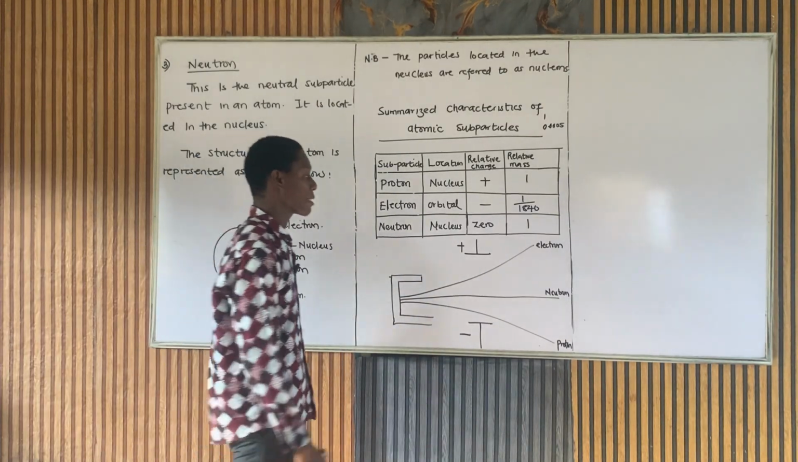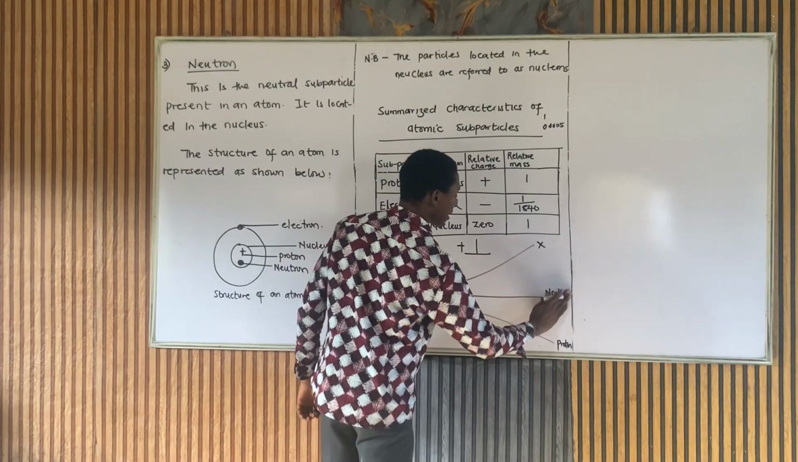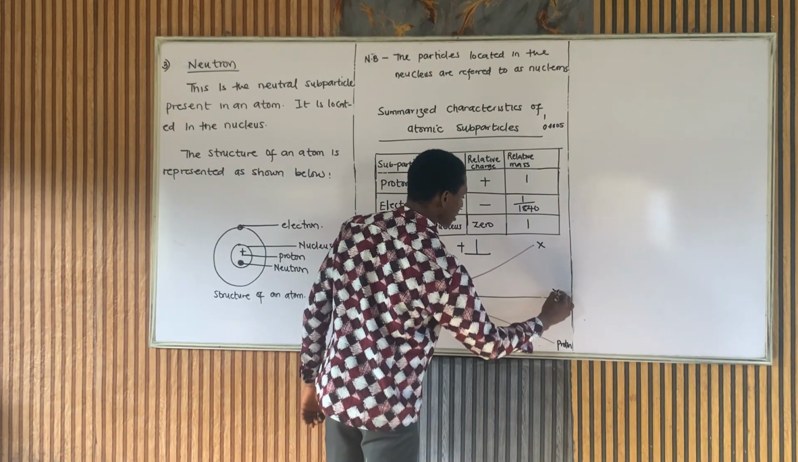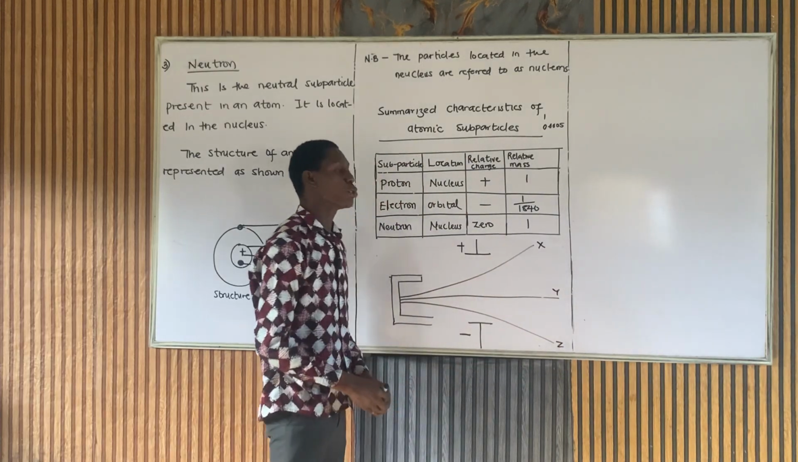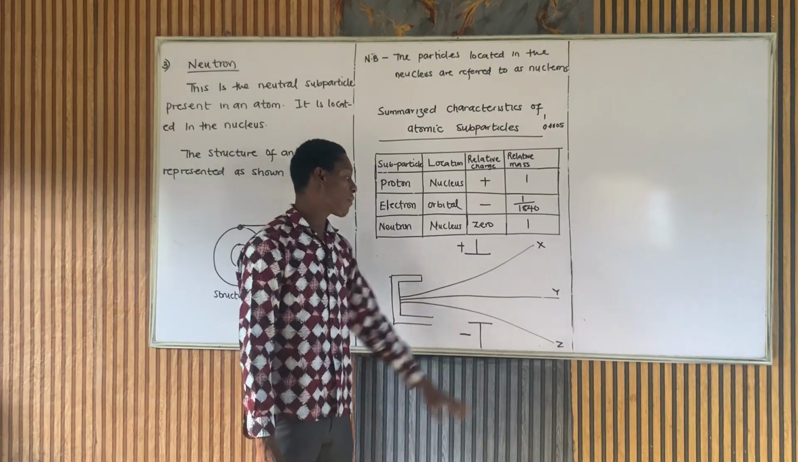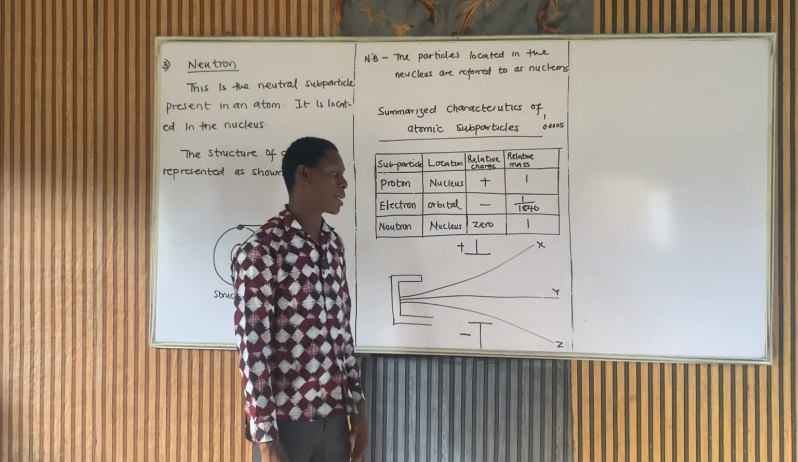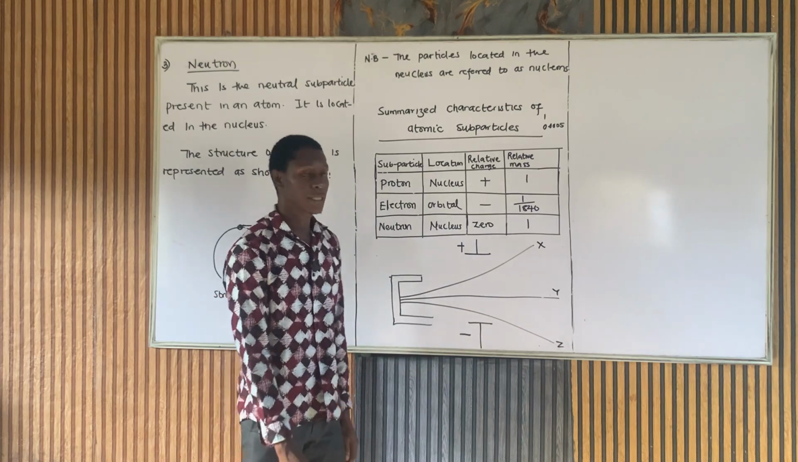I can give you this in an exam and clean up this and call this X, for instance, and make this Y, and make this Z. And then ask you, what particle is X? You should know that, for the fact that this is attracted towards the positive plate, this should be the electron. For the fact that Y is not deflected at all, it should be the neutron. And for the fact that Z is deflected towards the negative plate, this should be the proton.